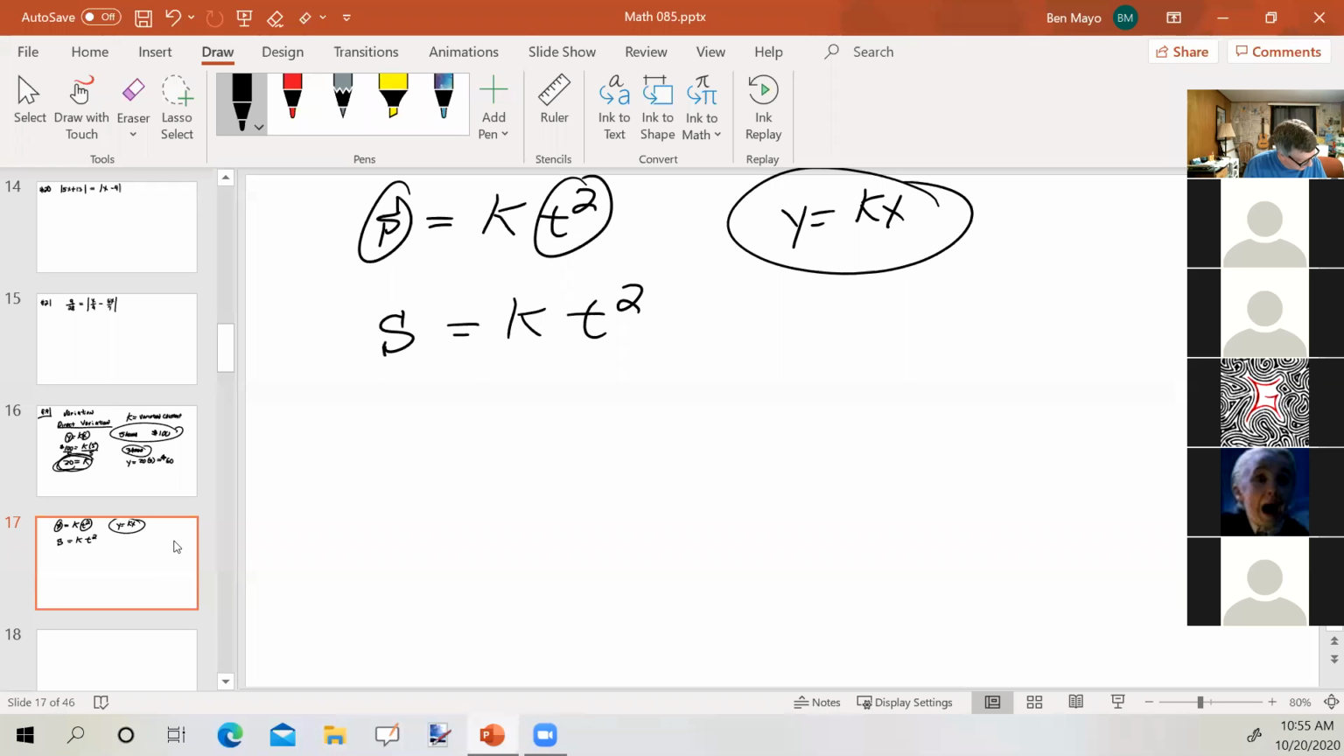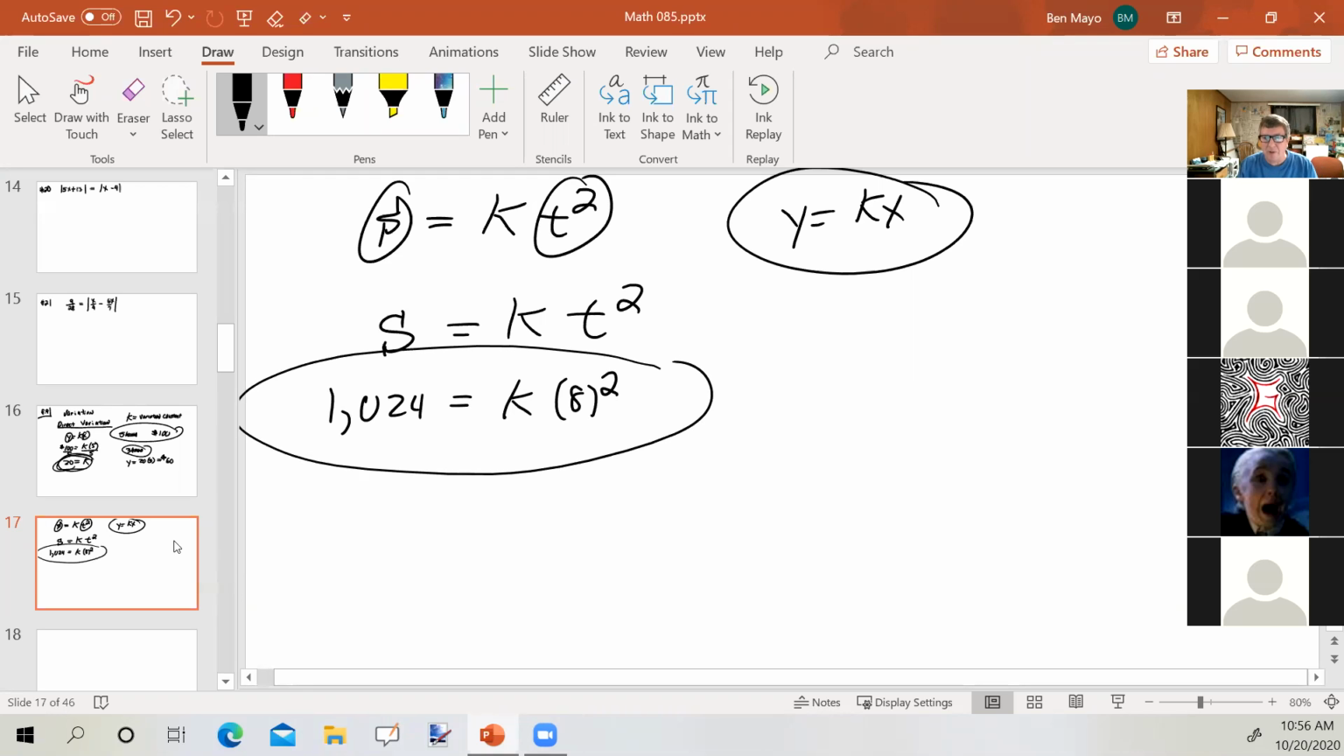Okay, now it says if an object falls 1,024 feet, so that's the distance, so that was s, 1,024 feet, in 8 seconds, so that's the time, how far will it fall in 10 seconds? All right, so this first bit of information is going to allow us to determine what k, or the variation constant, is for this problem. So 1,024 equals 8 times 8, which is 64, times k. How would we go about determining what k is now?